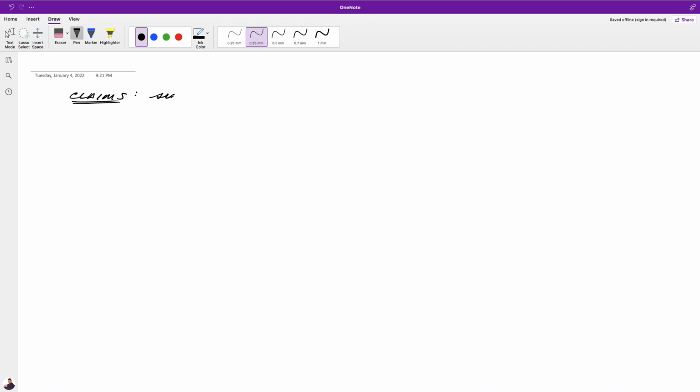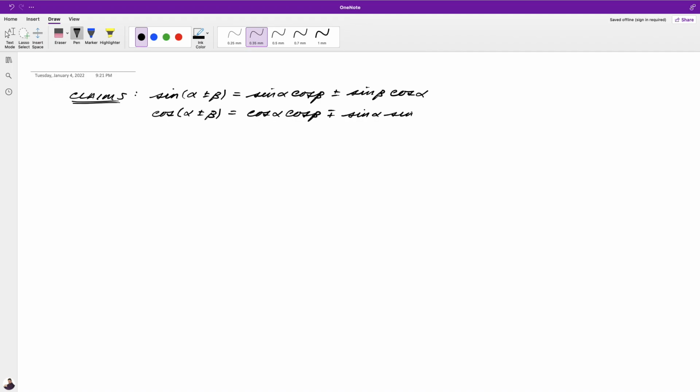We're going to have the sine of alpha plus or minus beta is equal to the sine of alpha times the cosine of beta plus or minus the sine of beta times the cosine of alpha. Okay, that's the first statement. Second statement we're going to be proving is that the cosine of alpha plus or minus beta is equal to the cosine of alpha times the cosine of beta minus or plus the sine of alpha times the sine of beta.